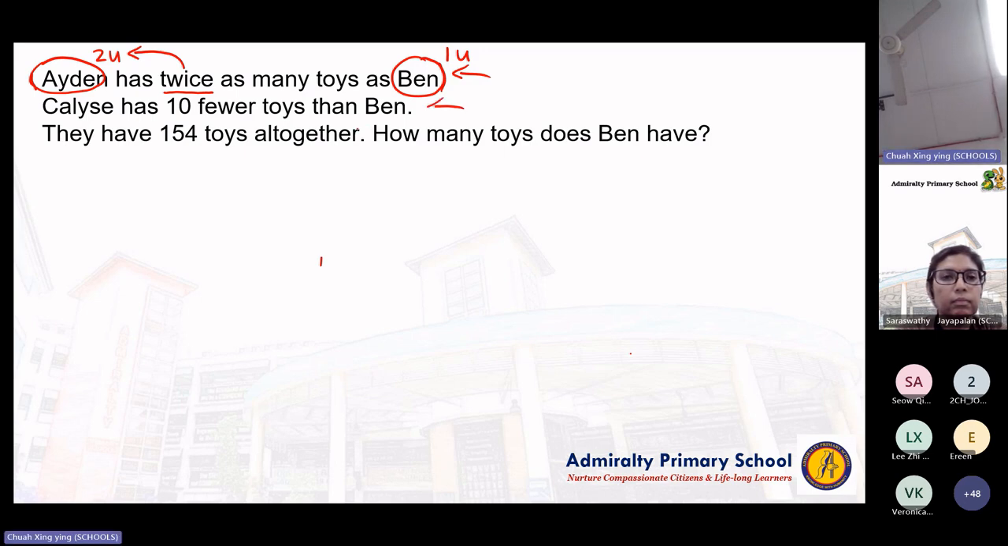The second sentence: Kelly has 10 fewer toys than Ben. This is also a comparison model, and it's a very direct comparison where Kelly has 10 fewer than Ben. We are comparing between Kelly and Ben. I do not know how many toys Kelly has, and I also do not know how many toys Ben has, but I know the difference. This 10 fewer means the difference between the two children.